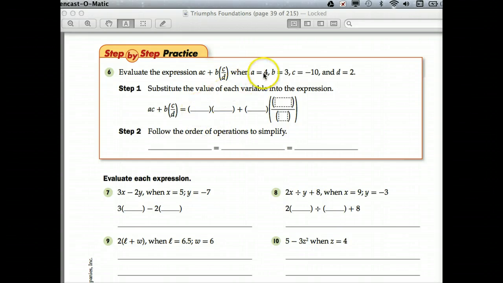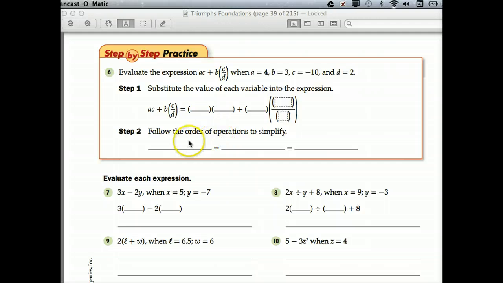So A is 4, C is negative 10, B is 3, goes there, C is negative 10, goes here, and D is this one, and we put a 2 there. So now following our order of operations, we have a 4 times a negative 10, so we're going to have negative 40 plus. We've got a 3 here, but we've got a negative 10 divided by 2. That's going to give us a negative 5.